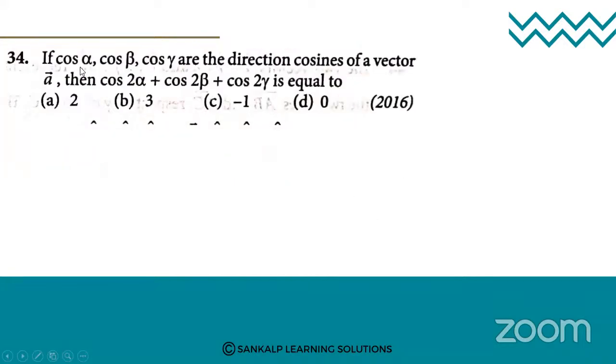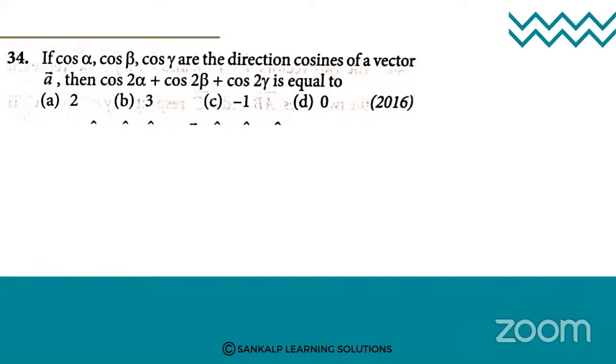Next example: if cos alpha, cos beta, cos gamma are the direction cosines of the vector A, then cos 2 alpha plus cos 2 beta plus cos 2 gamma is equal to what? So see here, they are saying the direction cosines. Cos alpha, cos beta and cos gamma are nothing but the direction cosines.